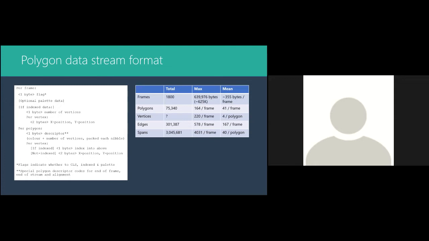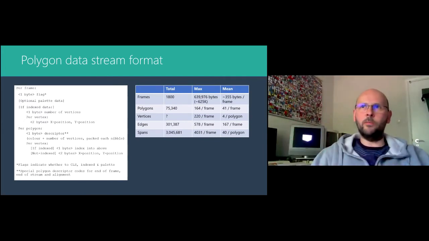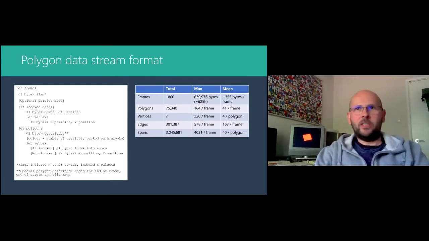The polygons themselves are not triangles. They can be up to 7-sided, but they typically end up being 4 sides, so quadrilaterals. And there's quite a lot of edges: 300,000 edges to draw across the entire sequence. And then spans, so the number of horizontal lines that you would need to fill in those polygons. Turns out there's 3 million across the entire sequence. The average screen height of a polygon is 40 lines, so 40 spans per polygon. So yeah, there's quite a lot to do. But anyway, it's good to have the numbers.